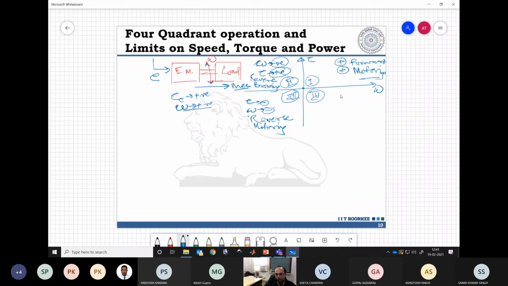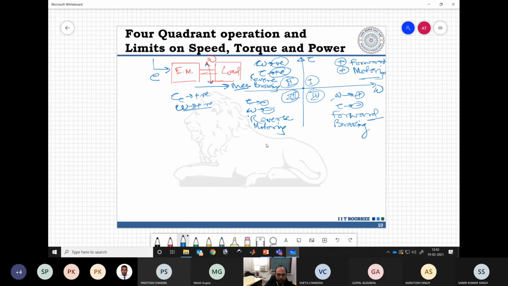Now in the fourth quadrant, we have omega positive, but torque negative, which means we are trying to bring down the speed from a value toward zero. That's why we are braking. And because it is in the positive direction of speed, this is called forward braking.